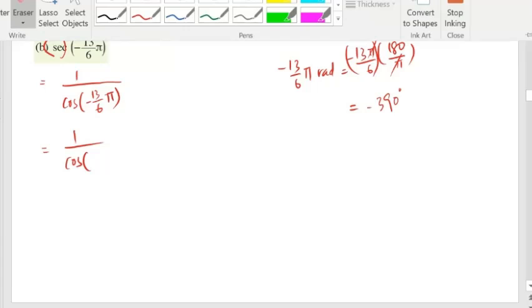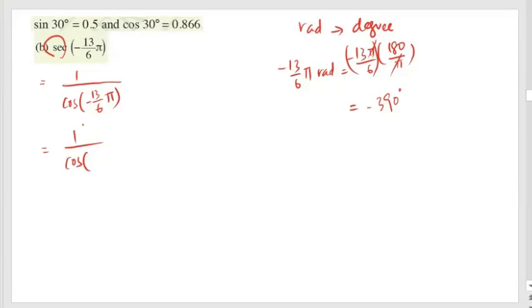So how are you going to draw it in the Cartesian plane? Which quadrant is it located in? 390 is more than one circle, right? More than one circle, in the first quadrant. This is a negative angle, so we go clockwise. So it's here, 390. It's 360 minus 30, one circle minus 30. So the reference angle is 30 degrees.